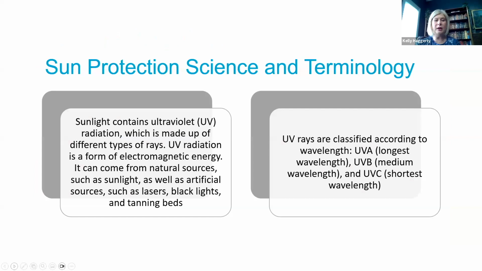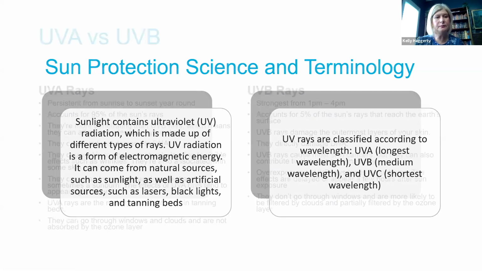So let's start with a quick review of sun protection science and terminology. Sunlight contains ultraviolet or UV radiation, which is made up of different types of rays. UV radiation is a form of electromagnetic energy. It can come from natural sources such as sunlight, as well as from artificial sources such as lasers, black lights, and tanning beds. UV rays are classified according to wavelength. UVA rays are the longest, UVB rays are medium wavelength, and UVC rays are the shortest wavelength.